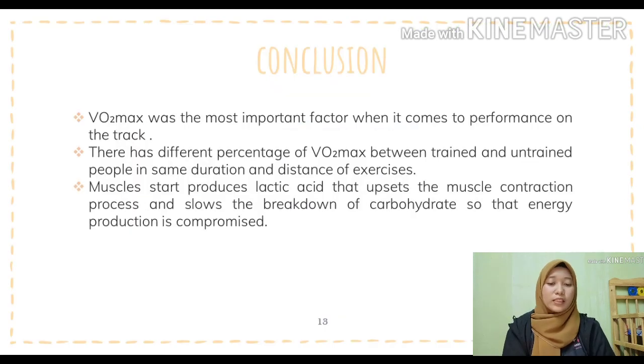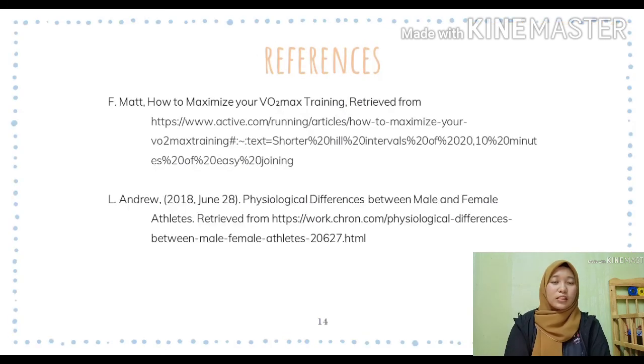The conclusion is that VO2 max is the most important factor when it comes to performance on the track. There are different percentages of VO2 max between trained and untrained people in the same duration and distance of exercise. Muscles start to produce lactic acid that upsets the muscle contraction process and slows the breakdown of carbohydrates, so that energy production is compromised. That's all from me.